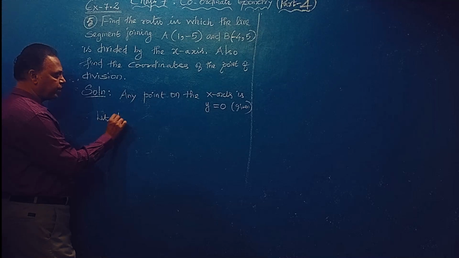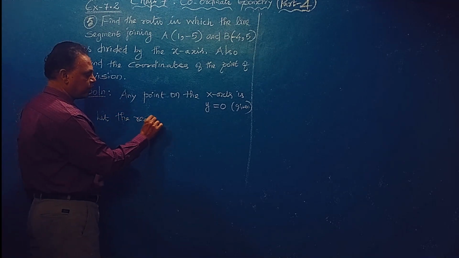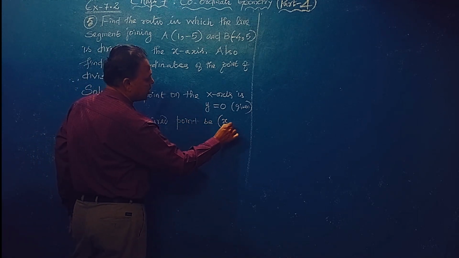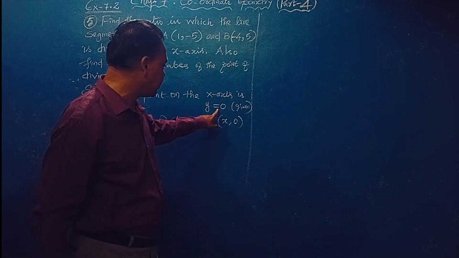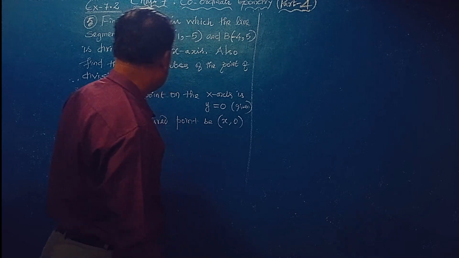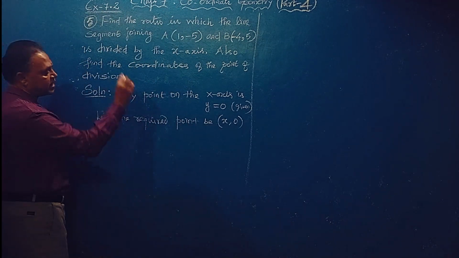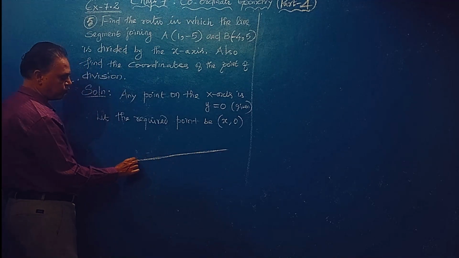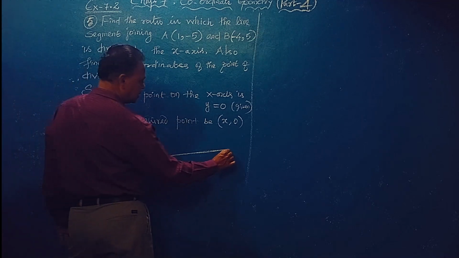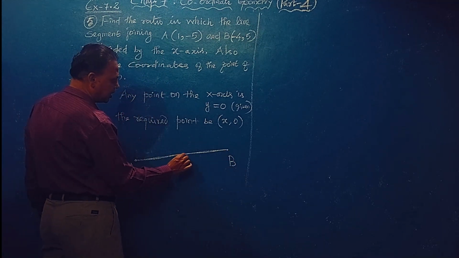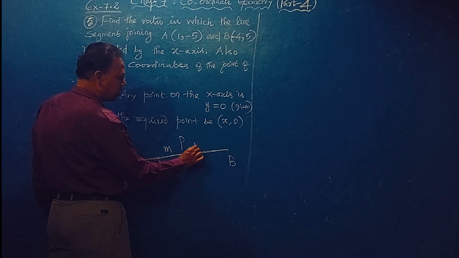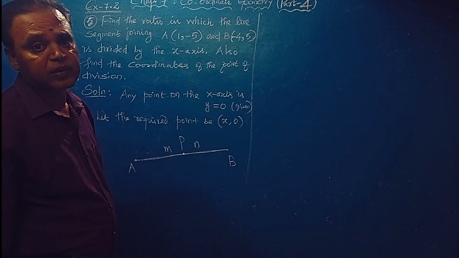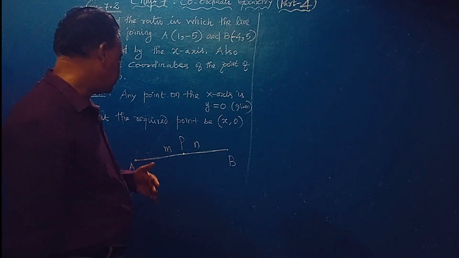Therefore, let the required point be (x, 0), because the x coordinate you don't know, but the y coordinate will be 0. That is given, right? Then A given, B given, you draw the diagram. How to find the dividing coordinate on AB? Here you see P divides in the ratio. You take as usual m is to n, or k is to 1 also you can take. For my convenience, I am taking m is to n. Uniformly in all the problems I am used to taking m is to n.